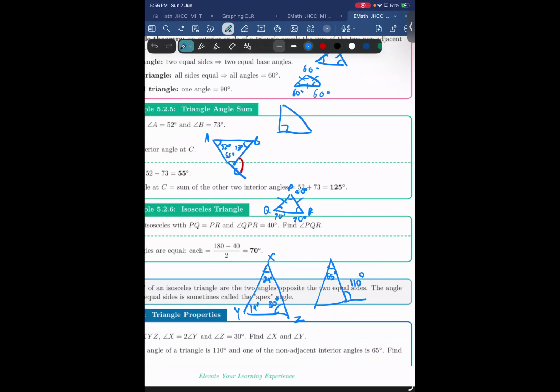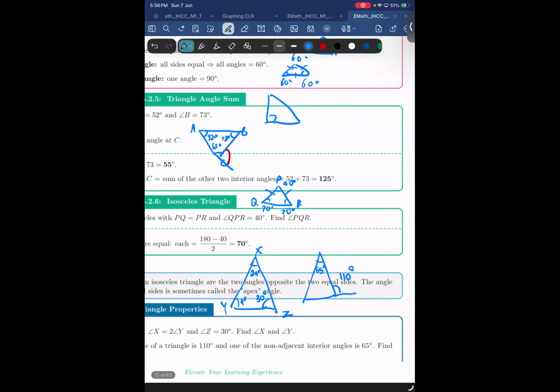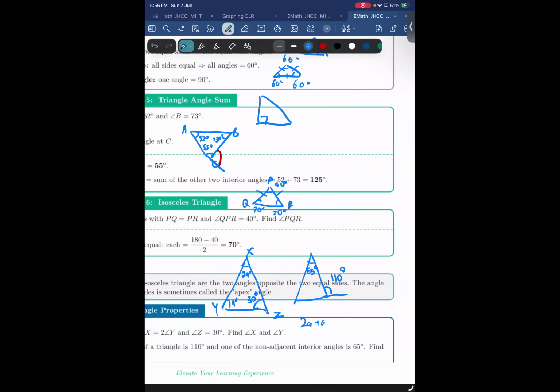So we can use the angle sum of a triangle, right? 2A plus A plus 30 equals 180. So 3A plus 30 equals 180, which means 3A is 150, which means A is 50. So angle X is 2A, right? So angle X equals 100 degrees and angle Y will be 50 degrees.